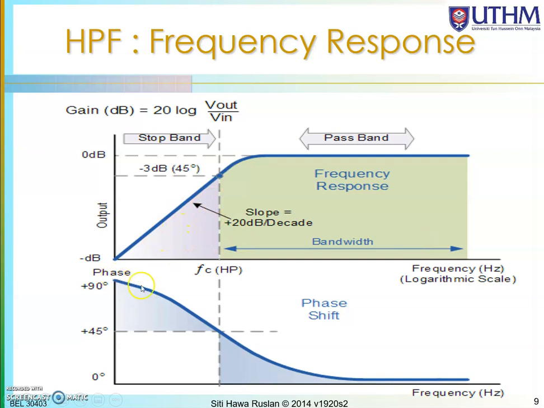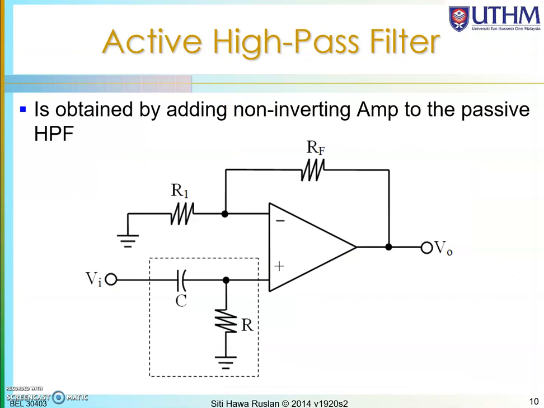Okay, and there is a phase difference between Vo and Vi. At a very low frequency, the difference is 90 degree. At the cutoff is 45 degree, but at a very high frequency, there is no phase difference between Vo and Vi. It is in phase. Okay, it is the simple explanation as the low pass, why there is a phase shift.